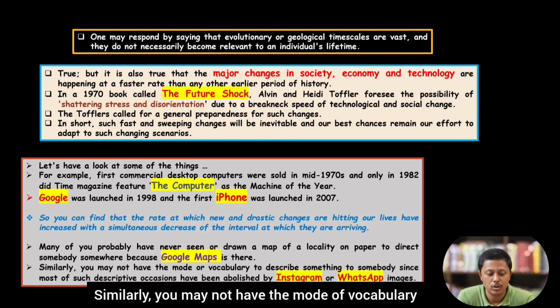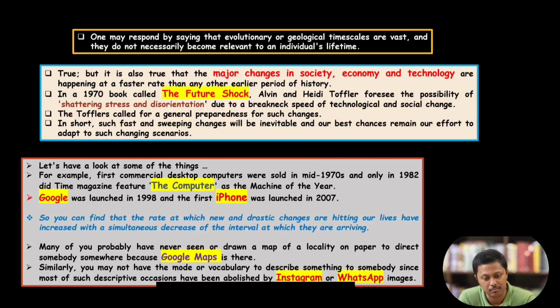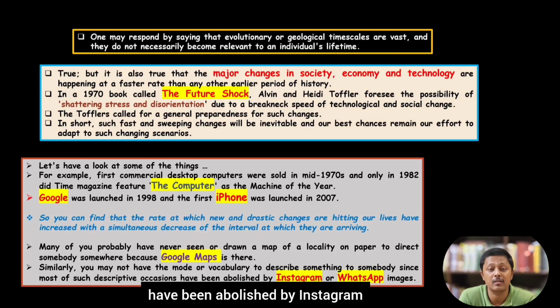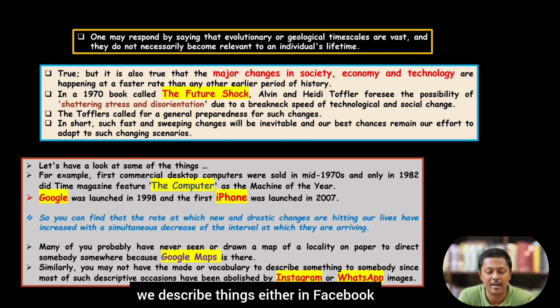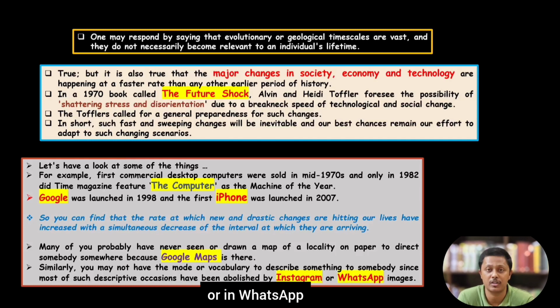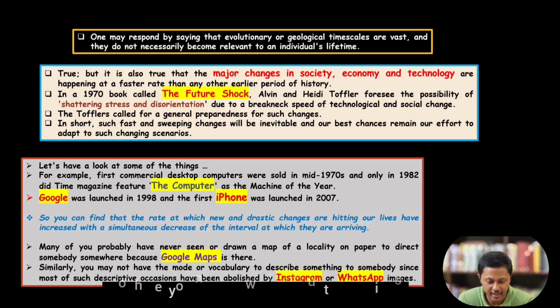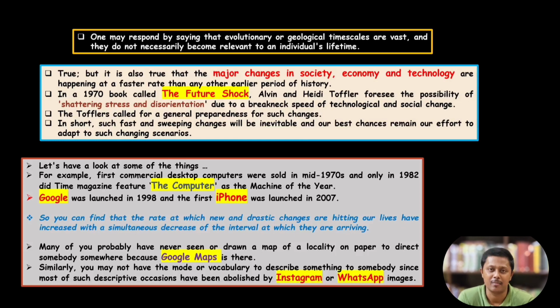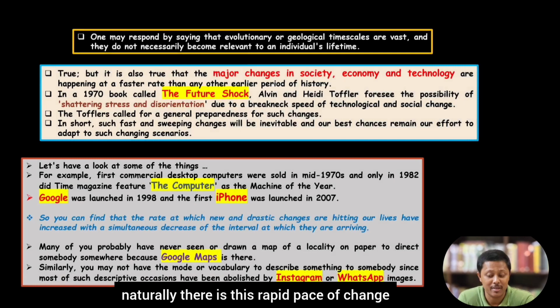Similarly, you may not have the mode of vocabulary to describe something to somebody, since most of such descriptive occasions have been abolished by Instagram or WhatsApp images. So rather, we describe things on Facebook or Instagram or WhatsApp. The images that we publish describe everything. So you need to worry about these things, because the society is changing with the changes of technology. The technology is seriously changing. Naturally, there is this rapid pace of change.